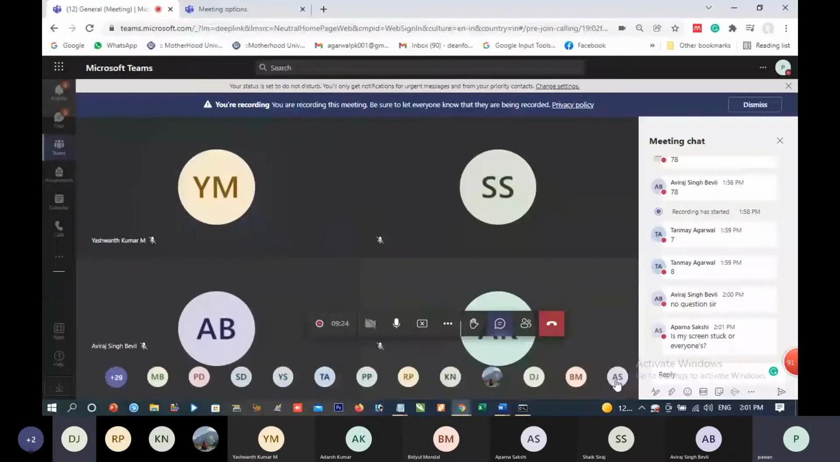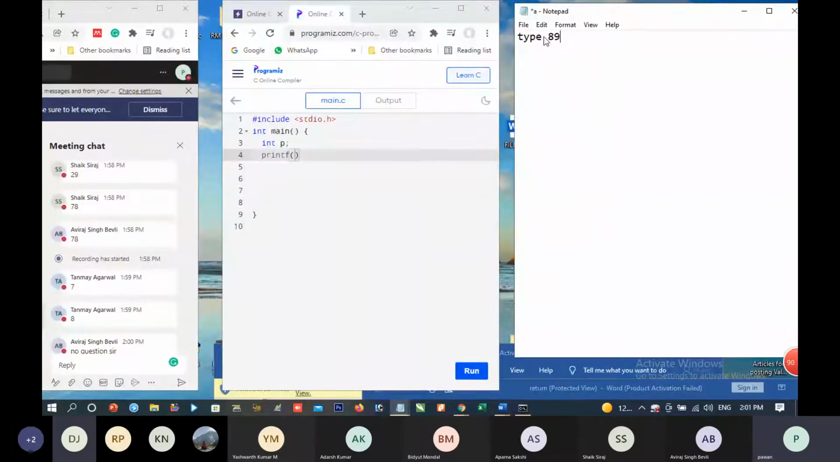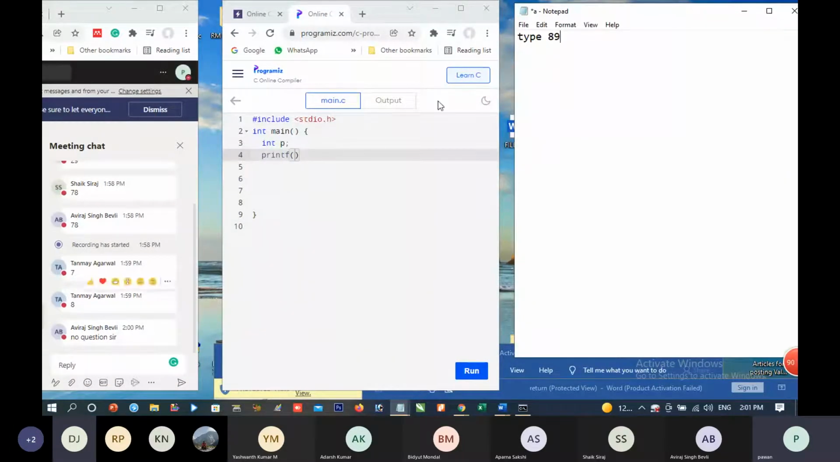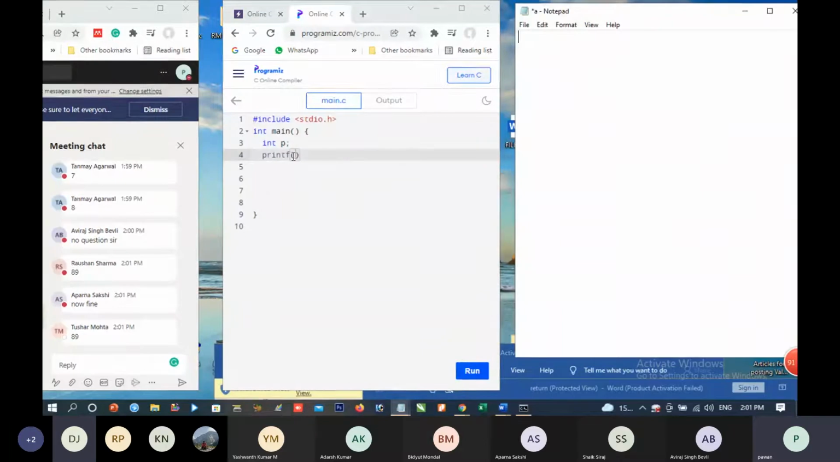You see, is the screen stuck? Some students should type the number on the screen. That is correct. Now, yes. One student, not all.